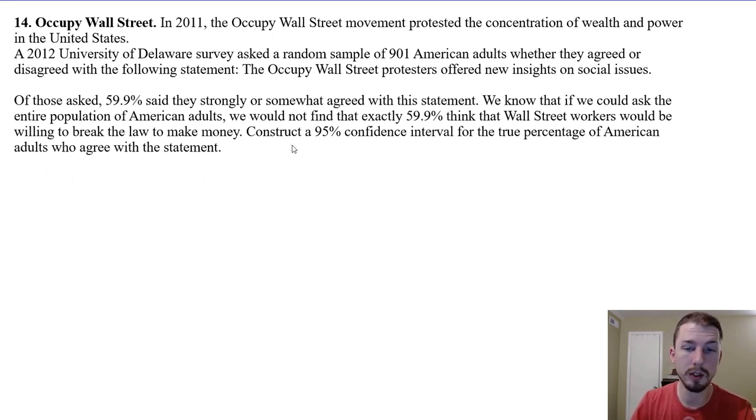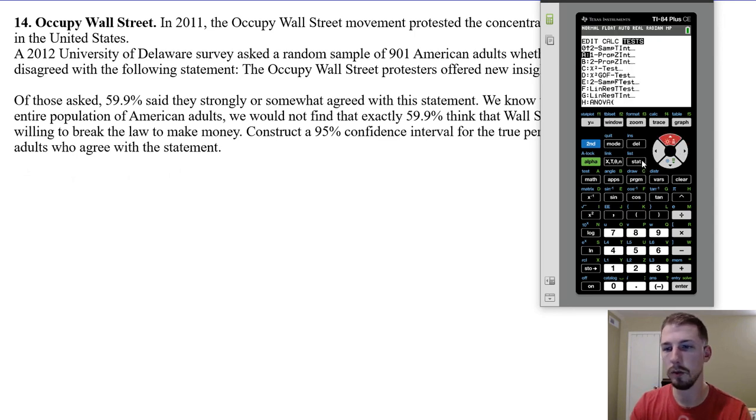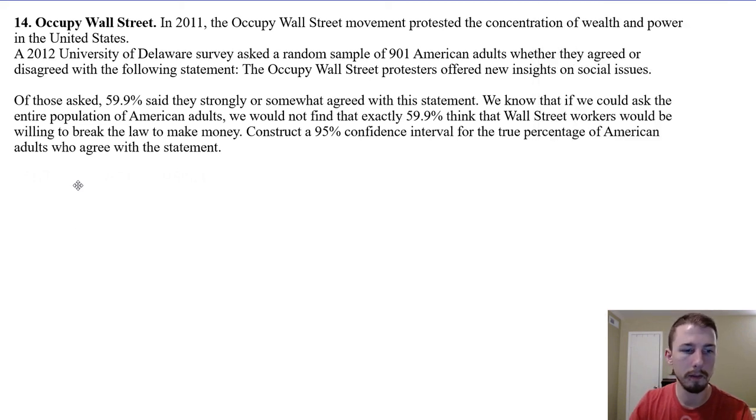Construct a 95% confidence interval for the true percentage of American adults who agree with the statement. All right, so same thing as we did before. We're going to go to stat, test, one proportion Z interval, and they're saying 0.599 times the 901 that they sampled. That was a rounded value, so we need to round it up. So that's going to be 540. Basically, they found 540 out of 901 people, and they wanted 95% confidence. All right, so there we go. There's our confidence interval with 95% confidence, and that's all they asked us to do.